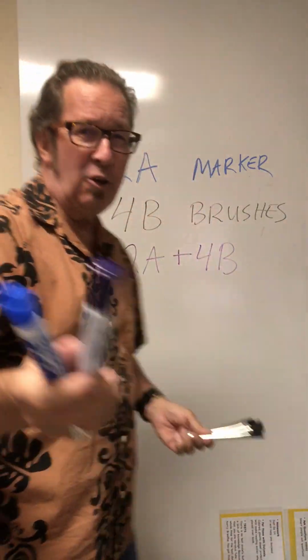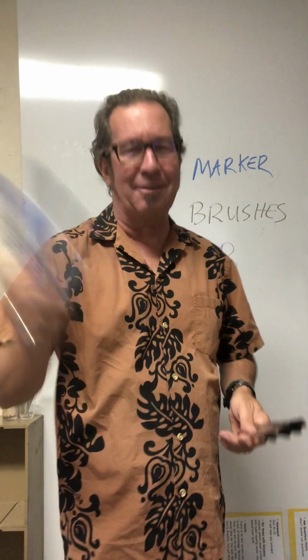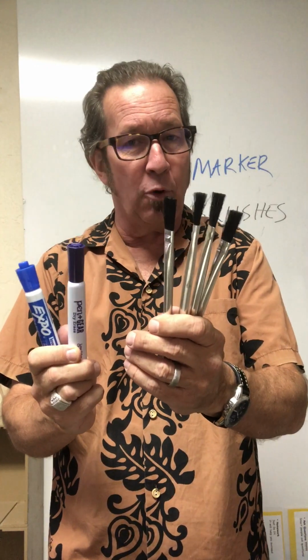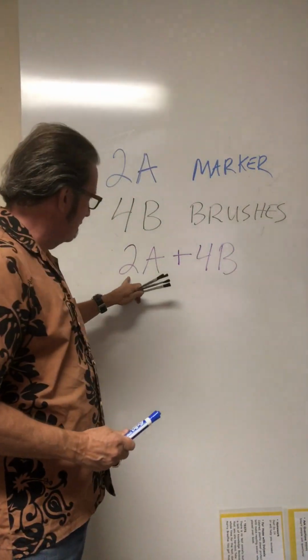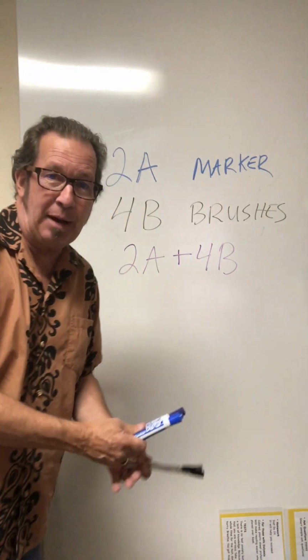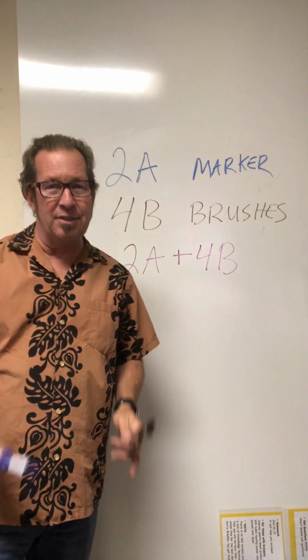And so I know one of you is thinking, well, you could use them both for writing and making marks. Yes, you can. Forget about that. Maybe it's not a perfect example. But you have 2 markers and 4 brushes. I can't put them together. And so what this is saying is 2 markers plus 4 brushes. Can I combine it? I can't, because A and B are not the same.